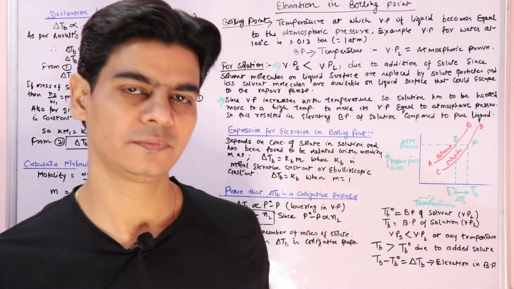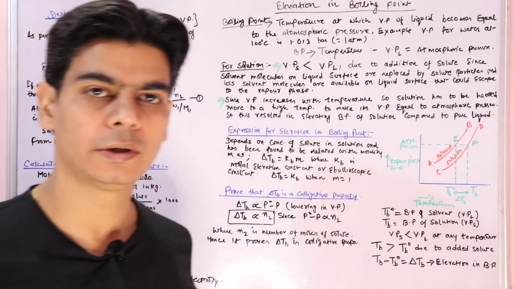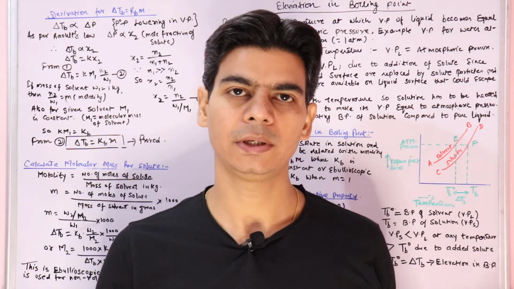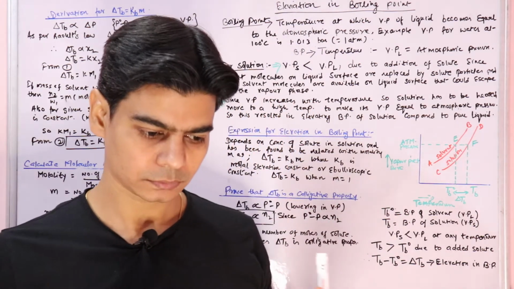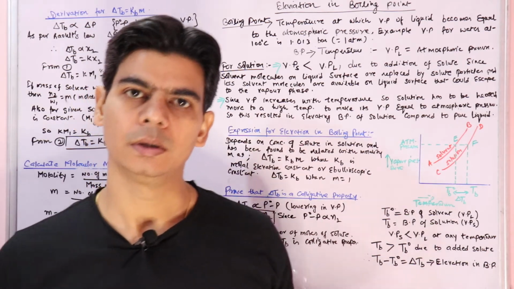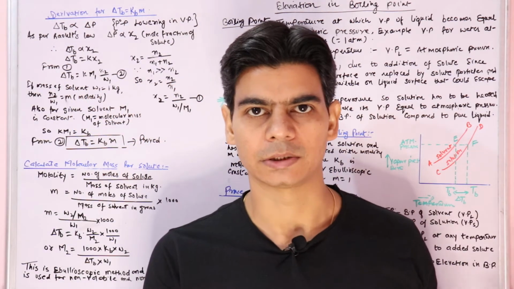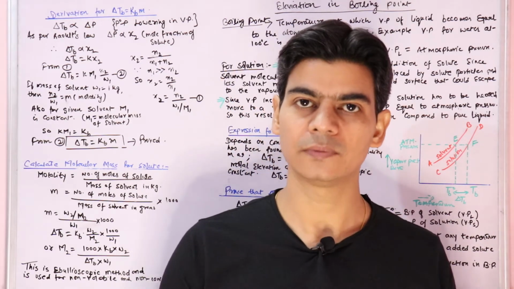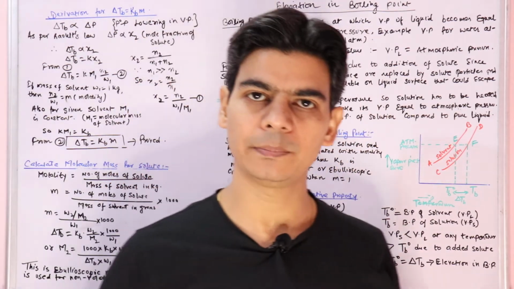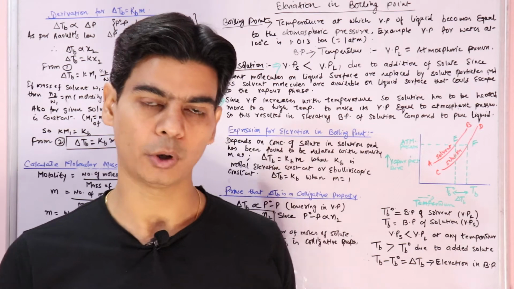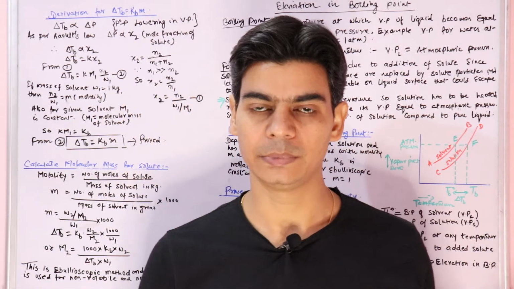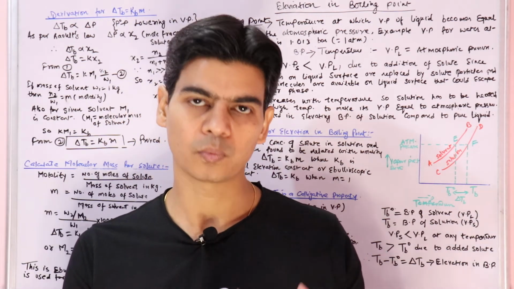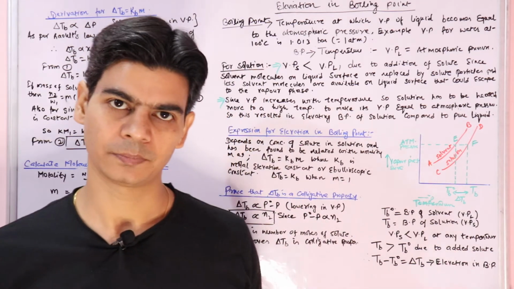Hi students, in this video lecture we will go through the second colligative property, which is elevation in boiling point. We know boiling point is the temperature at which the vapor pressure of any liquid is equal to the atmospheric pressure, right? When vapor pressure is equal to atmospheric pressure, at that temperature the liquid will start boiling. For example, the most common example is water. We know that the boiling point of water is 100 degrees Celsius. That means atmospheric pressure equals the vapor pressure of water at 100 degrees Celsius, right?